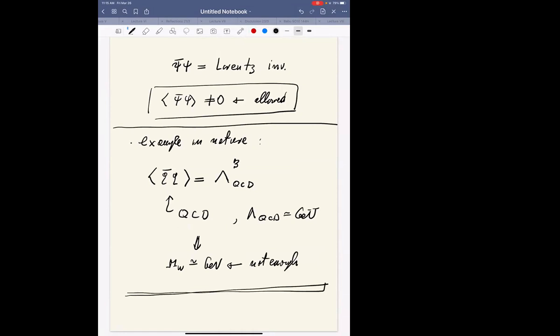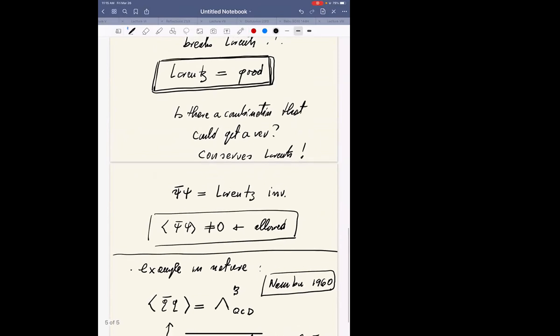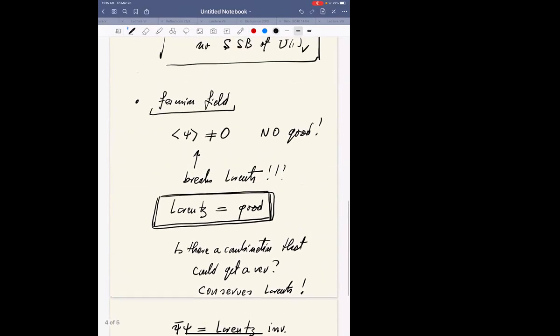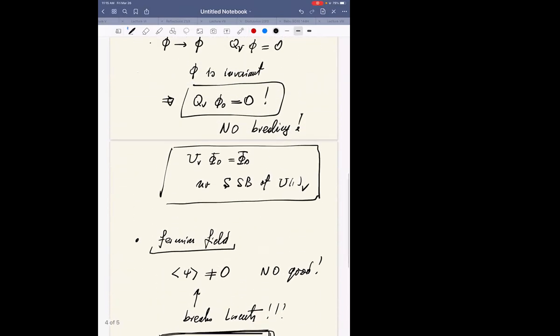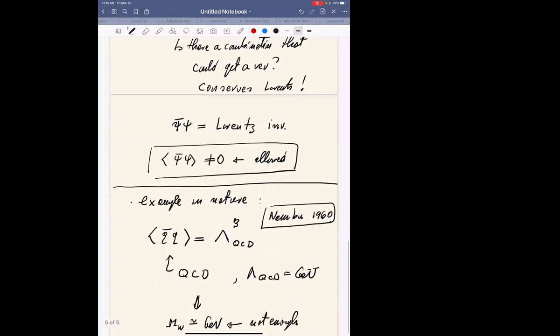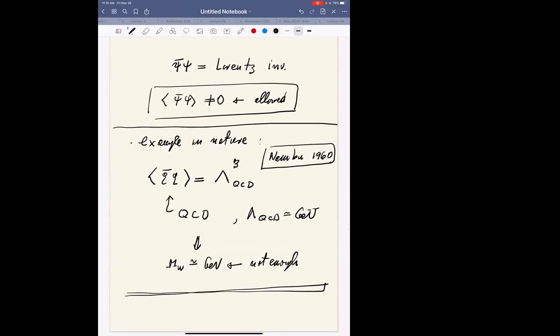This was a great idea of Nambu in 1960, that I will tell you about towards the end of the course. He conjectured that Q bar Q could have a wave. This doesn't suffice to explain the gauge boson masses like W and Z. We will break SU2. So in other words, and as usual, some symmetry will be broken. For example, Q bar Q.